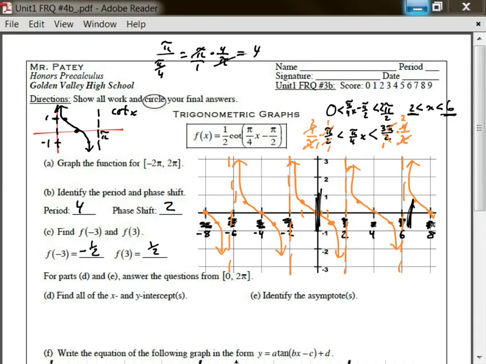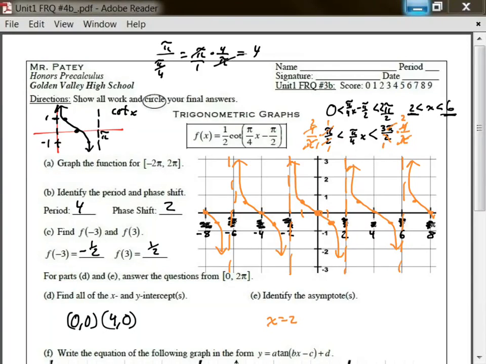Okay, do we have any y-intercepts? Yeah, 0, 0. Do we have any x-intercepts? 4, 0. Identify the asymptotes. Done. We did that right up here. Well, we graphed it right here, but we found the asymptotes up here. We have an asymptote at x equals 2. And that's it in that interval.